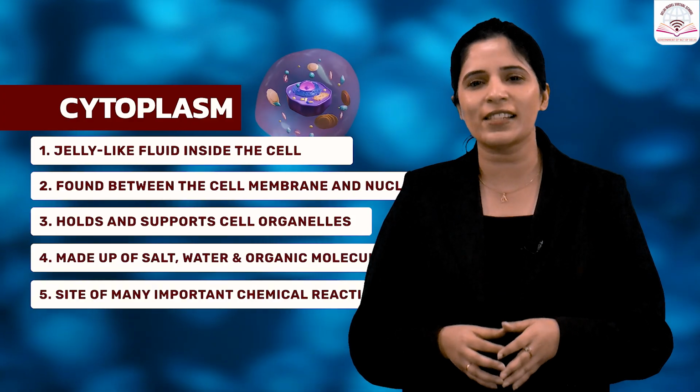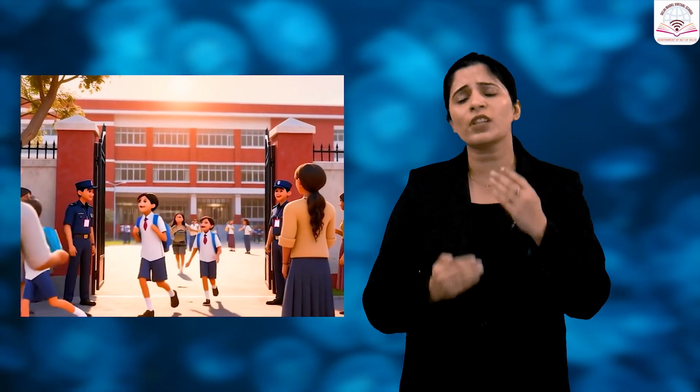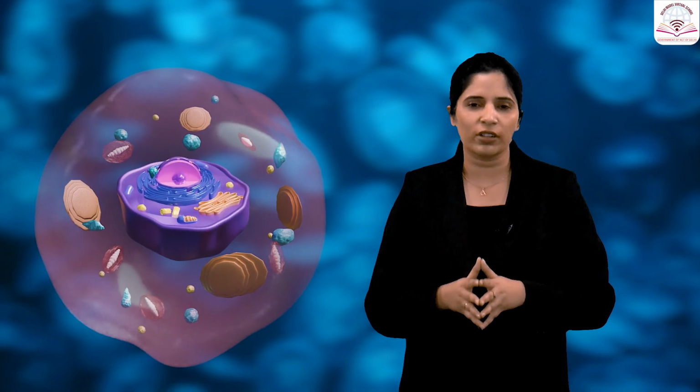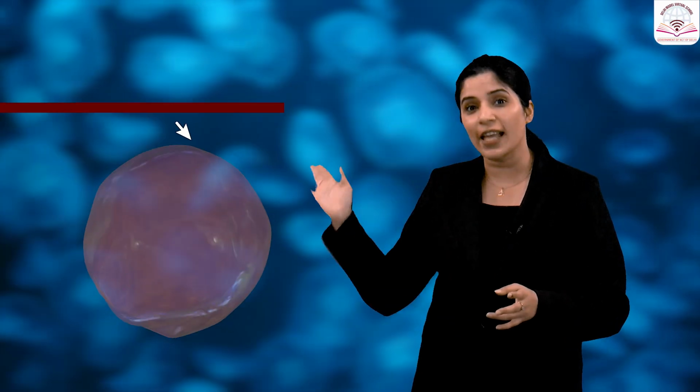Now let's understand cell membrane. If we talk about security, schools have security guards, and the school gate, which controls who goes out of the school and who comes inside. Similarly, a cell has its own security system, which is the cell membrane.